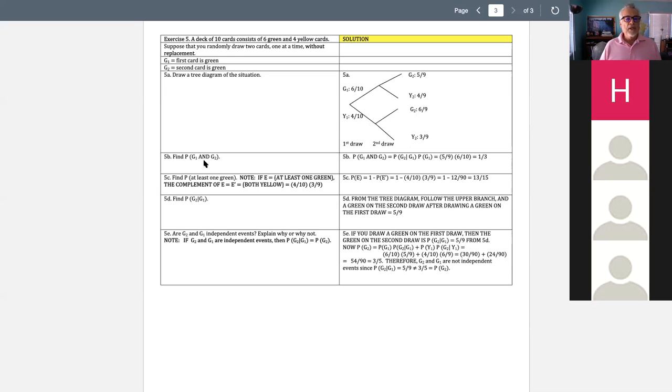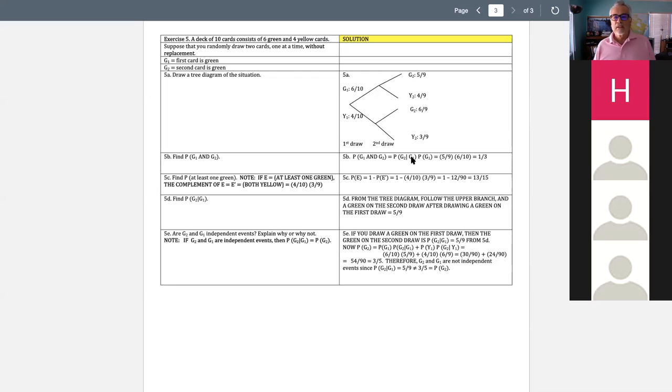So what is the probability of drawing green on the first draw, followed by another green? Well, we see it up here. It's the probability of drawing the green times the probability of drawing the green on the second card, given that you drew a green on the first card, on the first draw. So here it's right here. It's using the multiplicative property.